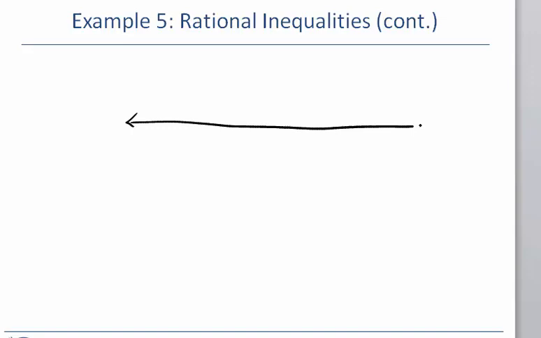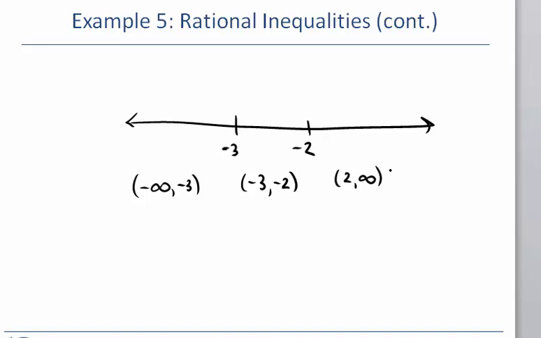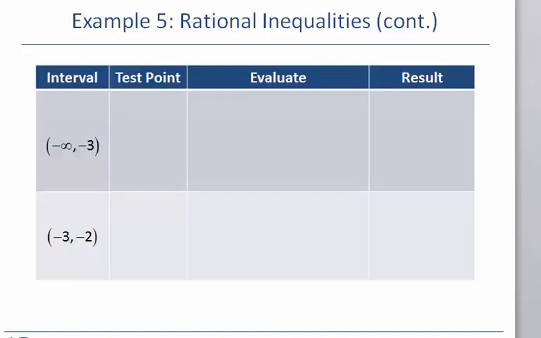So if I draw a number line, I want a break at negative 3 and a break at negative 2, which again is going to give me 3 intervals to work with. I'm going to have the interval from negative infinity to negative 3, the interval from negative 3 to 2, and the interval from 2 to infinity. So we'll go to our chart, and we can see that we have those 3 intervals noted.